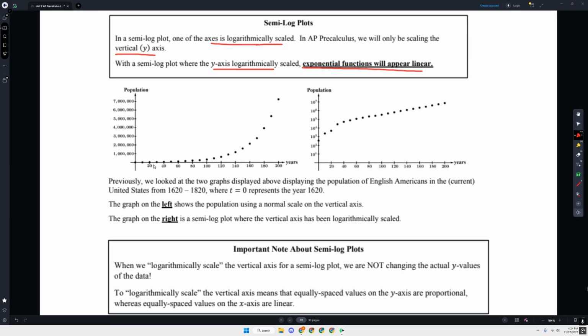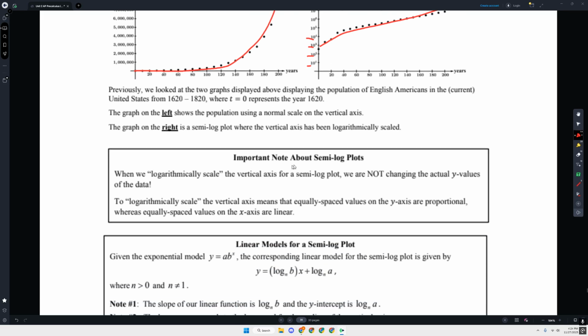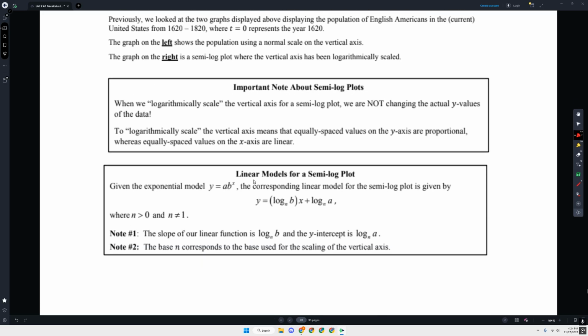So if we look at this, we see that it appears exponential. But then after we put it on a scale where now it's 10 to the 1, 10 to the 2, 10 to the 3, 10 to the 4, it looks pretty linear. And an important note, we're not changing the actual y values, we're just changing what the vertical axis looks like.